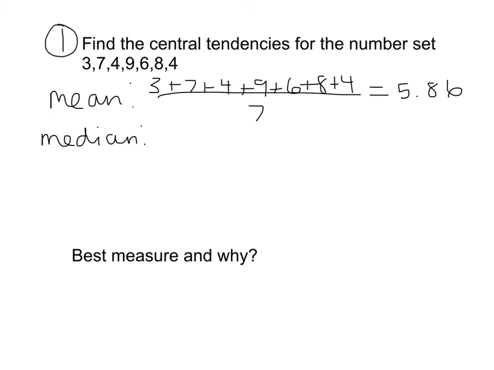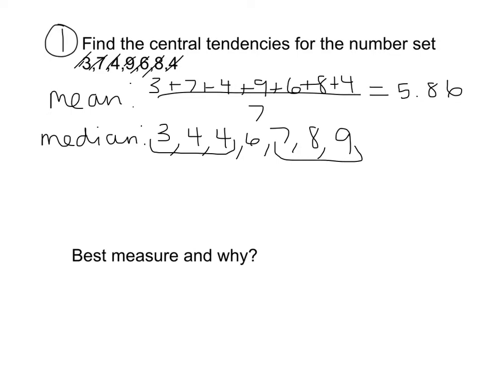Your median, you're going to want to find the middle of your data. The first thing we want to do is order it. So we start with 3, then 4, another 4, then 6, 7, 8, and 9. Now to find the middle, it's 3 in from either side. So your median is just 6.